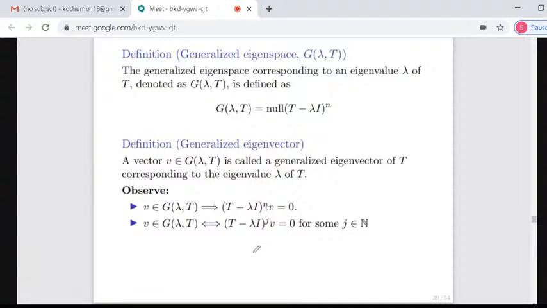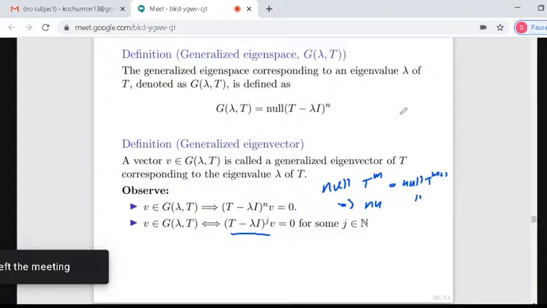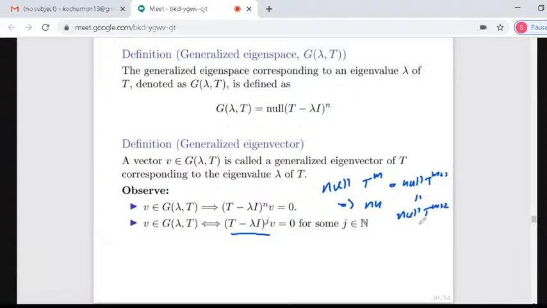Another thing we can notice here: v is in G_lambda(T) if and only if (T minus lambda I) to the power j v is equal to 0 for some j. Why is it true? We know that for an operator, if the null space of T to the power m is equal to the null space of T to the power m plus 1, then it is also equal to the null space of T to the power m plus 2, etc. Using that, you can show this. I am not showing it; you can take it as an exercise, a very simple exercise. Try to do it.